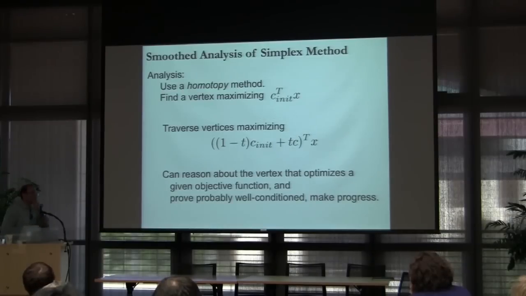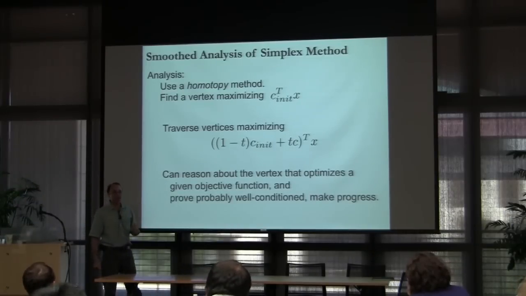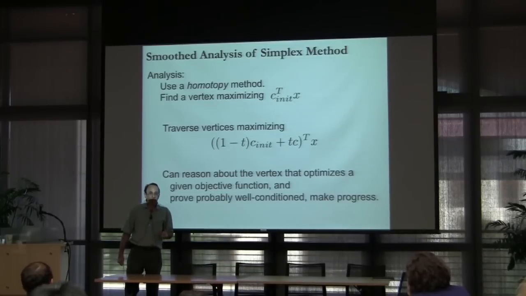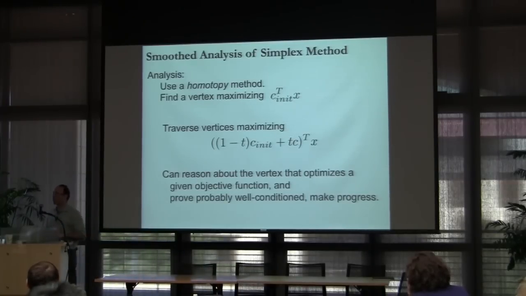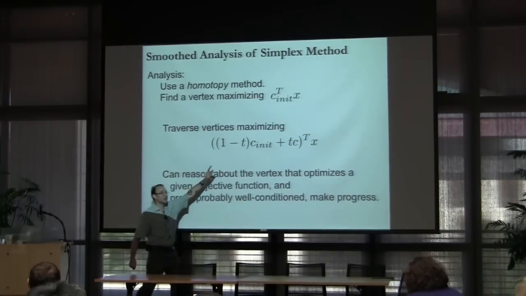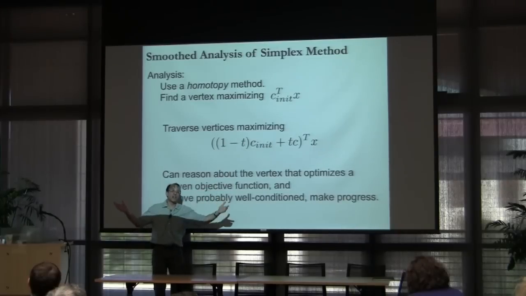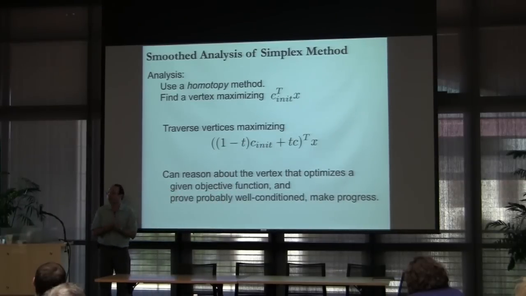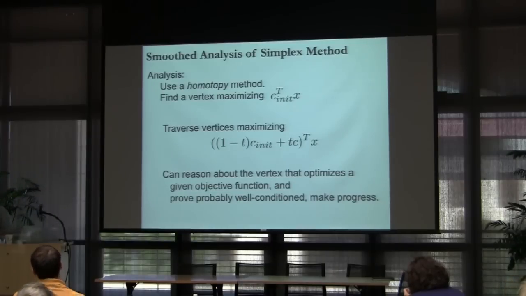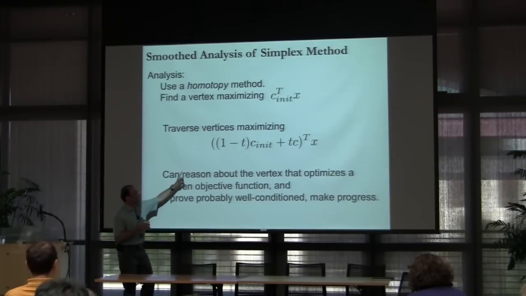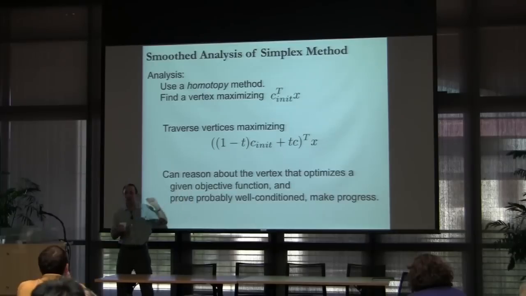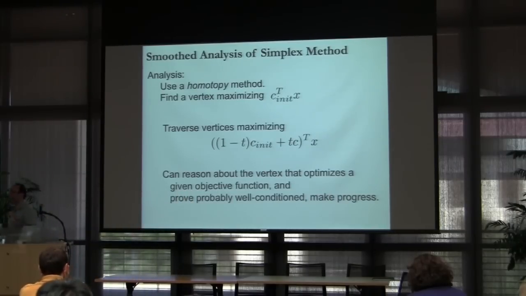The advantage of studying such an algorithm is we can reason about it because it's not truly iterative. We know the vertices that we are going to encounter are the vertices that maximize one of these objective functions. And I can then reason probabilistically about a vertex maximizing such an objective function. That's one reason that homotopy methods actually are analyzed a lot in smoothed analysis. I'm going to show you some others. But I should have said one thing you can say: if you take a look at the vertex that optimizes a given objective function, you can prove with good probability that the vertex that optimizes some particular objective function is probably well-conditioned.